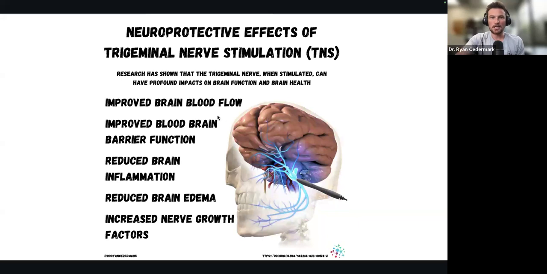The brain is a gravity-dependent peripheral organ, which means we have to have adequate blood flow, so pumping from the heart and recycling from muscular tissue to get proper blood flow to the brain. So if we can improve brain blood flow, we can improve oxygen, we can improve cellular function, and then we just have a better brain. So improve barrier function, so someone goes in and repairs the fence, reduce brain inflammation, reduce brain swelling, and then increase nerve growth factors, which again sets the stage for neuroplasticity.